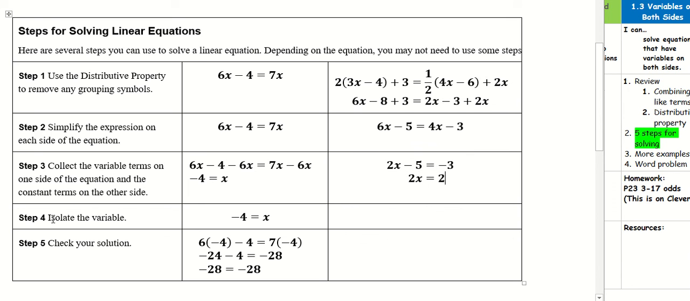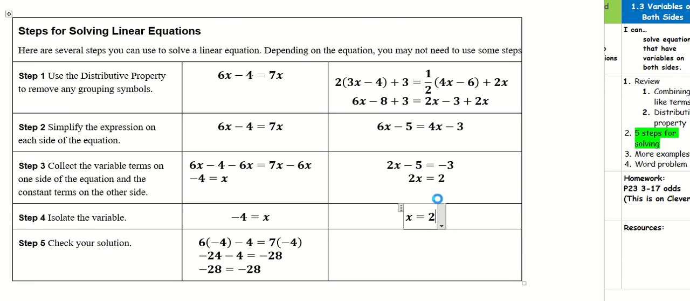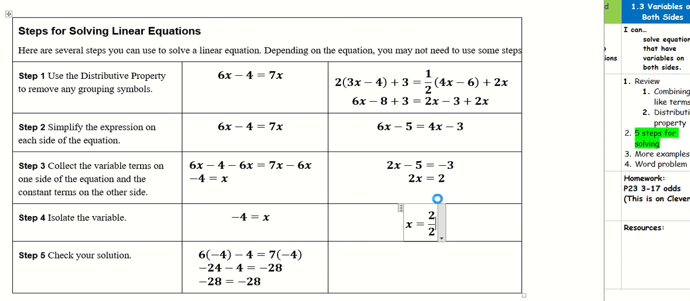Now isolate the variable. That means I want to get just an x on this side. This is just like we did in 1.1. So I'm going to divide both sides by 2. So x equals 2 divided by 2, which is 1. So my answer is x equals 1.